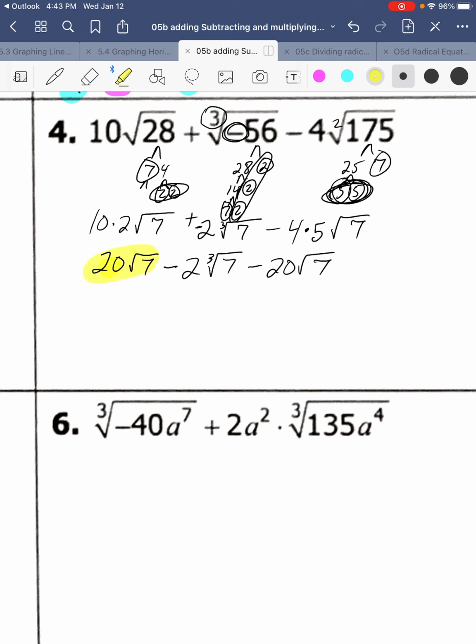So we have 20 square roots of 7, and we're subtracting 20 square roots of 7. Those are going to simplify, and we're left with a negative 2 cube root of 7.